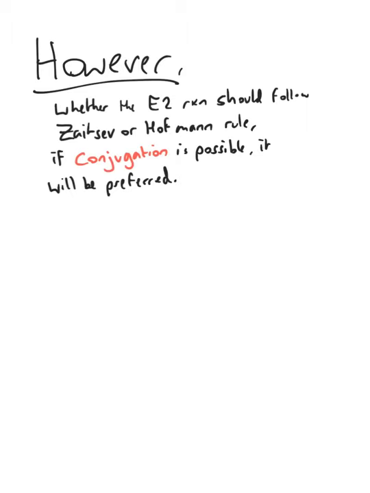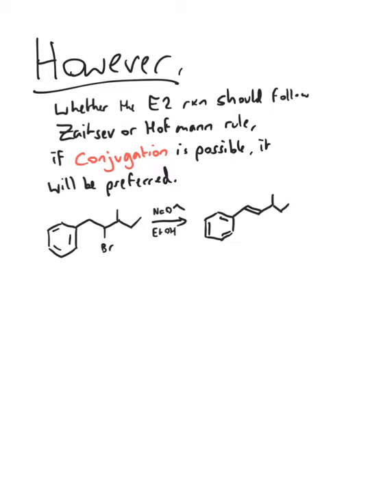And finally, the big however. Whether the E2 reaction follows Zaitsev or Hofmann, if conjugation is possible, it will form a double bond that is conjugated. So it does not matter whether it's the more substituted or the less substituted. If there is conjugation, it will form that bond. Recall, what is conjugation? Conjugation is when you have two double bonds next to each other.